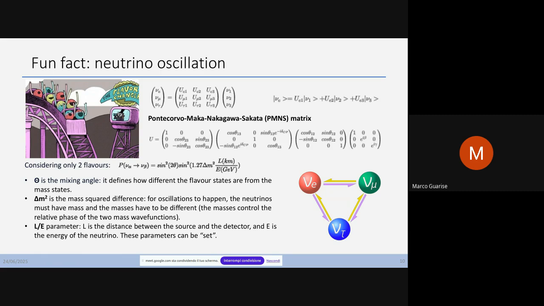Then the other parameter of the matrix here is delta, which is related to the CP violation symmetry. In fact, if we have a neutrino or antineutrino, they behave differently, and if delta is 0, this means we do not have symmetry violation. Otherwise, CP is violated, so it's an extremely important parameter to be measured.